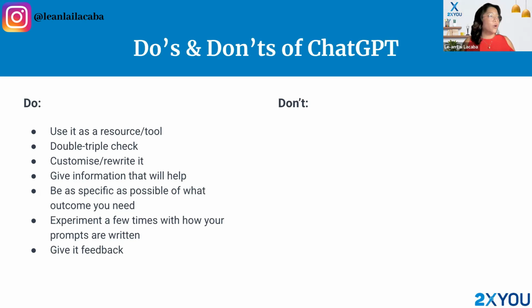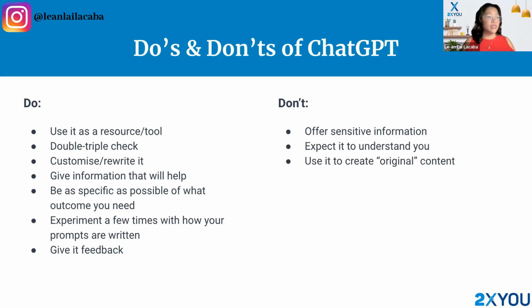So then it can basically catch your preferences and learn what you prefer to see as an output. A few don'ts: don't offer sensitive information to ChatGPT because it does store it. So credit card information, birth dates, location, and so forth. As much as possible, don't offer sensitive information. Don't expect it to understand you. Again, give it context.